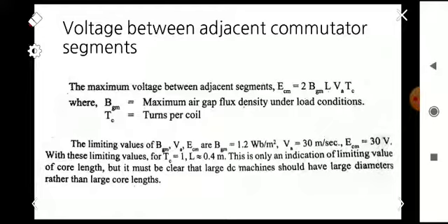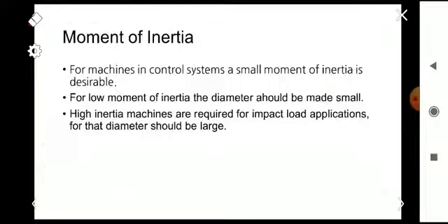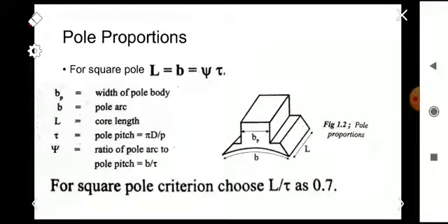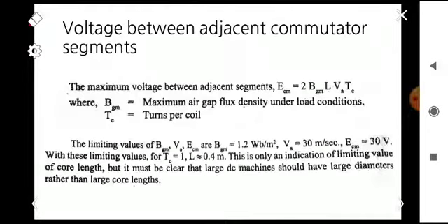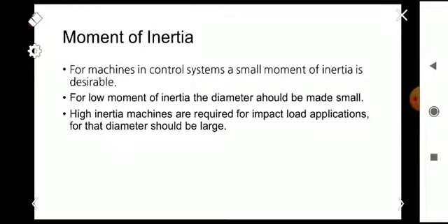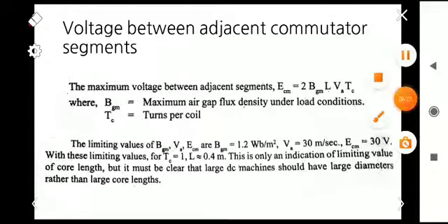For separating the value of L and D from D square L, the four points are pole proportions, peripheral speed, moment of inertia, and voltage between adjacent commutator segments. I hope all of you understand these points well. So thank you.